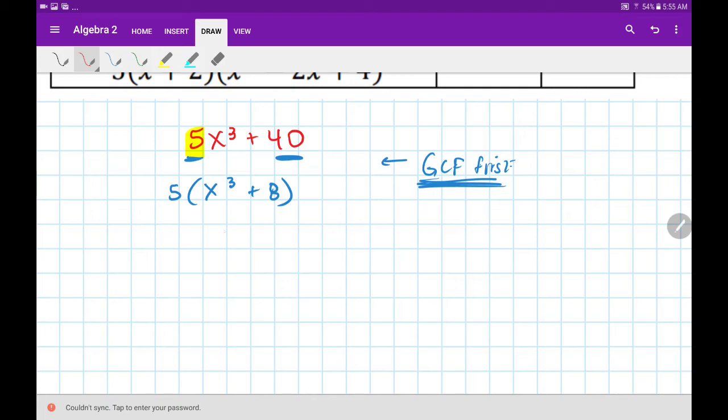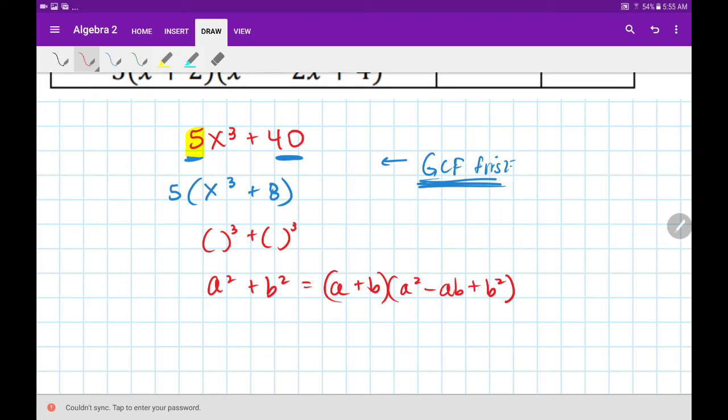So as before, we are going to rewrite this as something cubed plus something cubed. We'll write our formula underneath. And now we have to just observe. Okay, so what cubed gives me x cubed? That's x. What cubed gives me 8? That's 2. So now my a is equal to x and my b is equal to 2.